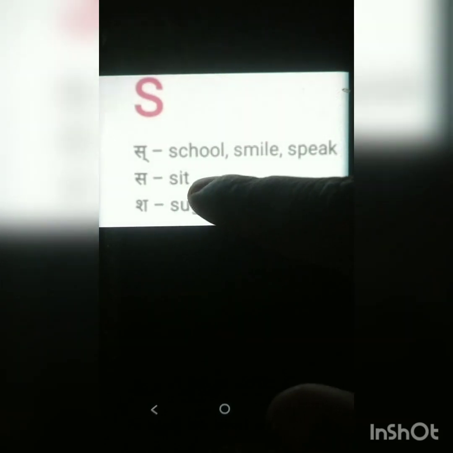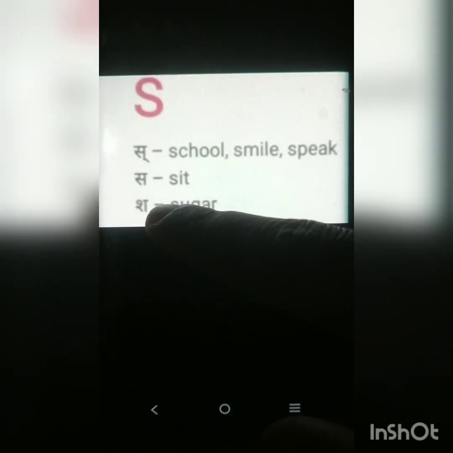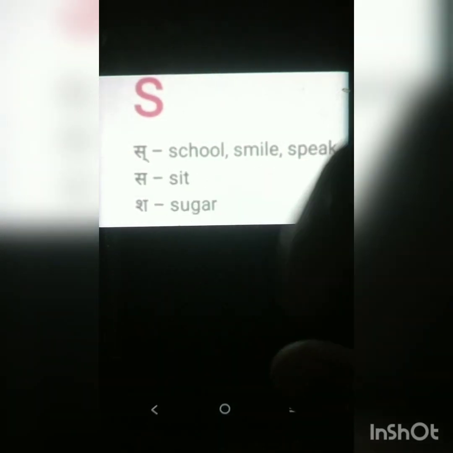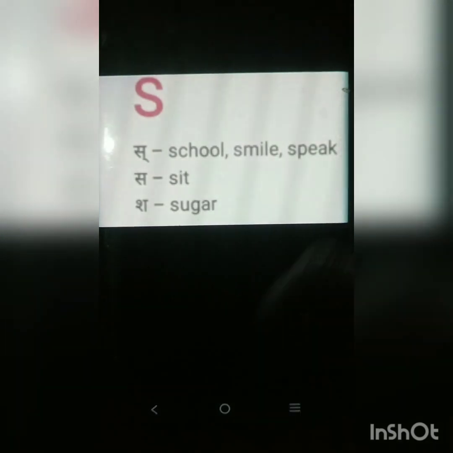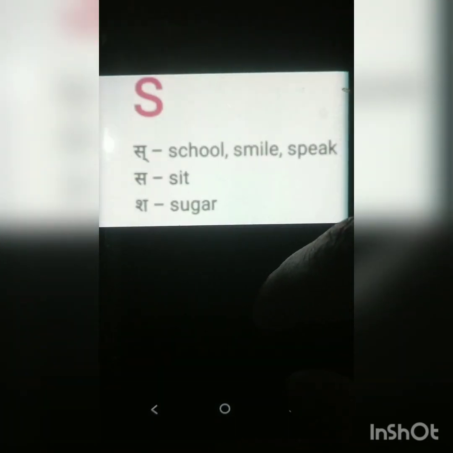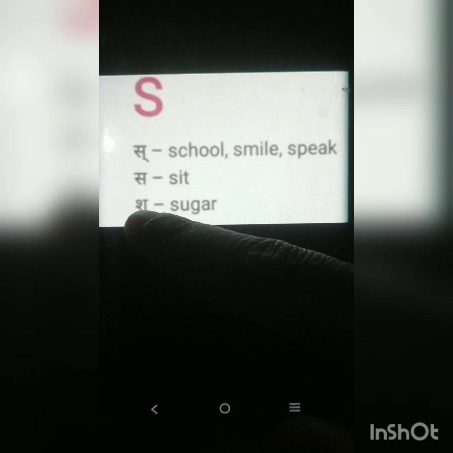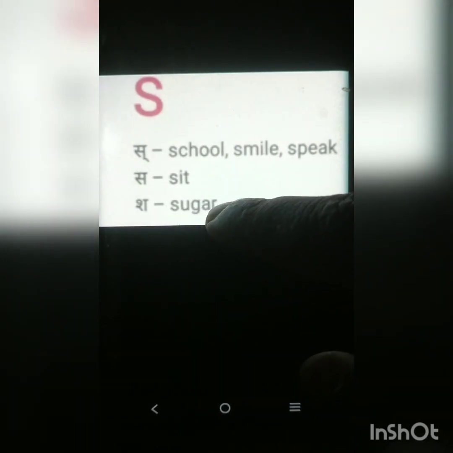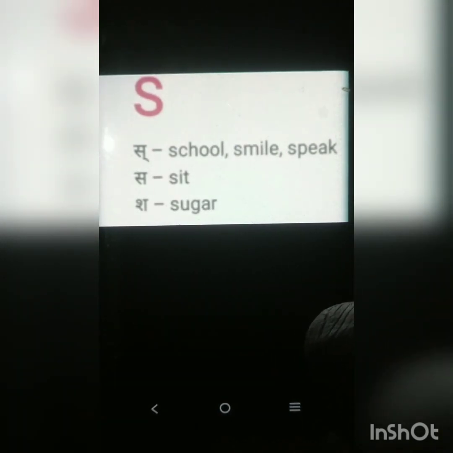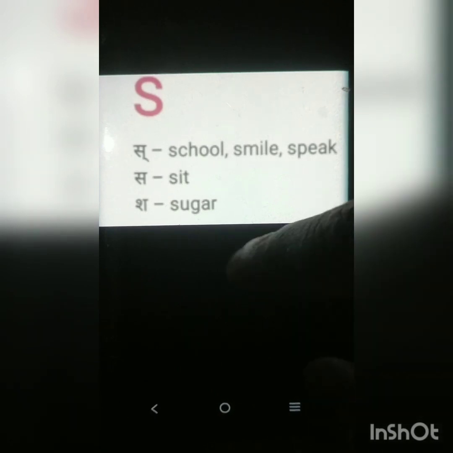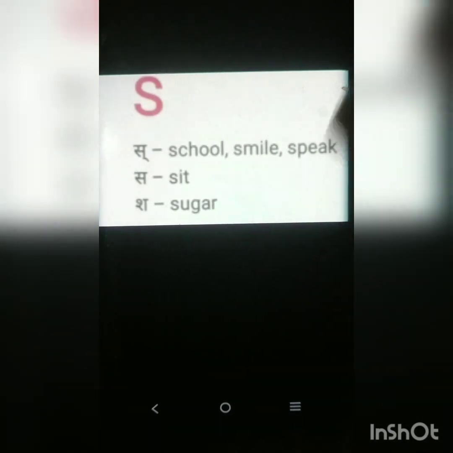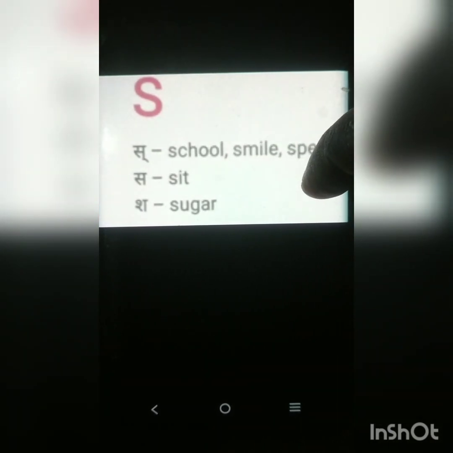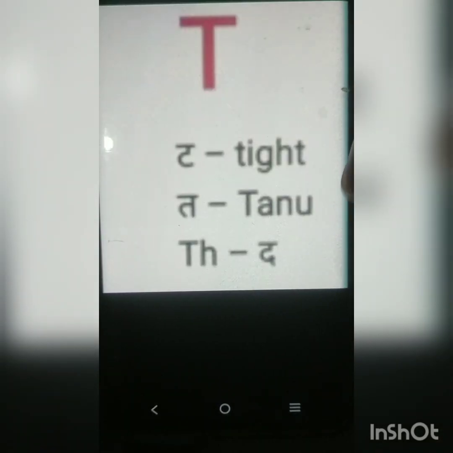Now here you see sit, the S sound only. You will find the S sound. S-I-T, sit. Tell with me. S-I-T, sit. Next one is sugar. S-U-G-A-R, sugar. Sugar. So S, Z and SH: three types of sound are coming in the S. Okay. Next one you can see T.